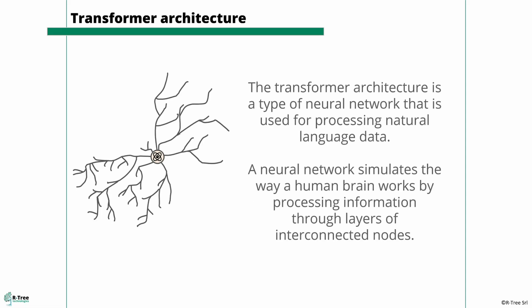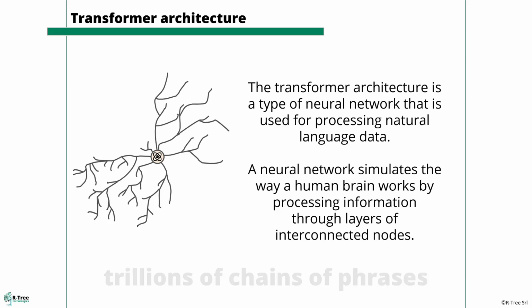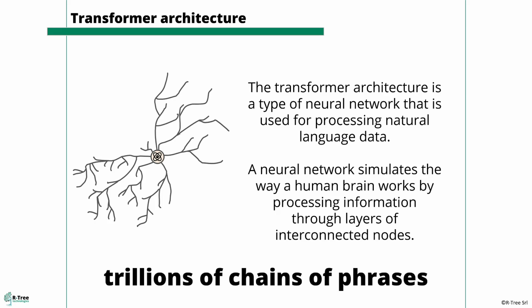The transformer architecture is a type of neural network that is used for processing natural language data. A neural network simulates the way a human brain works by processing information through layers of interconnected nodes. Trillions of chains of phrases have been processed by AI.